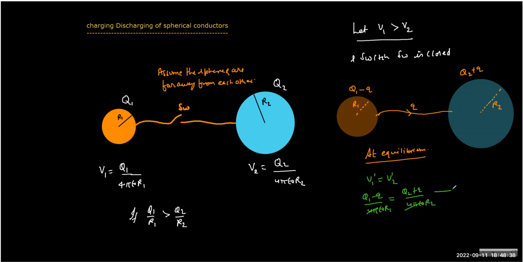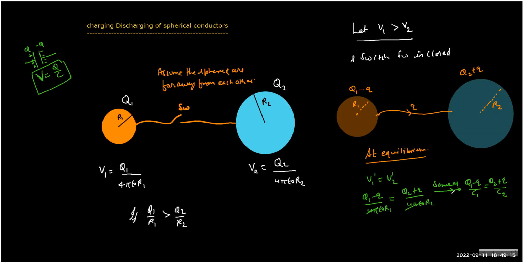So this is same as writing Q1 by C1, because 4 pi epsilon naught R1 is capacitance, if you remember. And for any capacitor with charge Q, the potential difference is Q by C. I hope you remember. Yes.